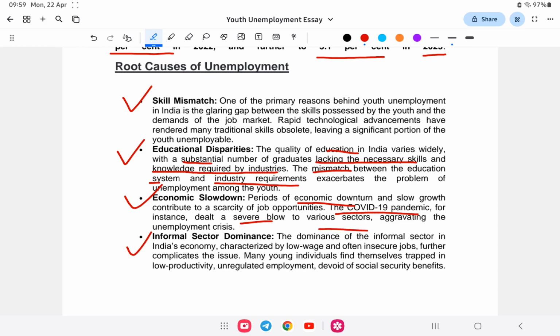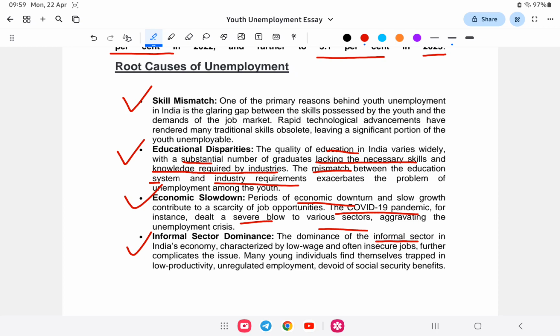Next, the informal sector dominance. Informal sector means sectors that are not government registered, for example, a blacksmith or a vegetable seller. Those are informal sectors. So most jobs are in it.